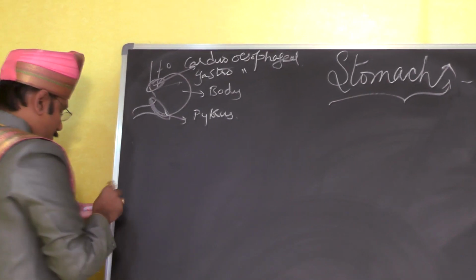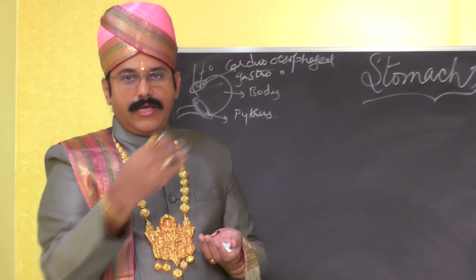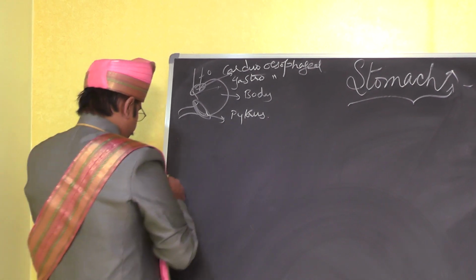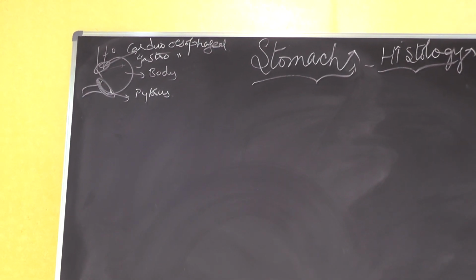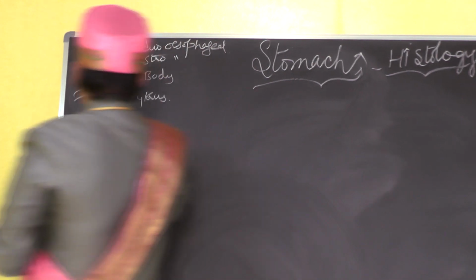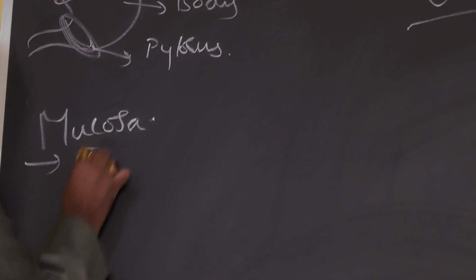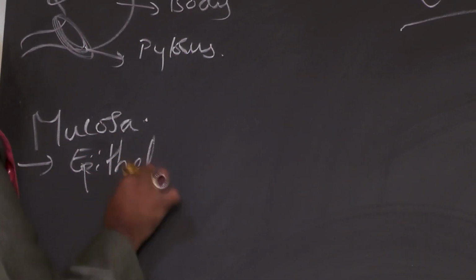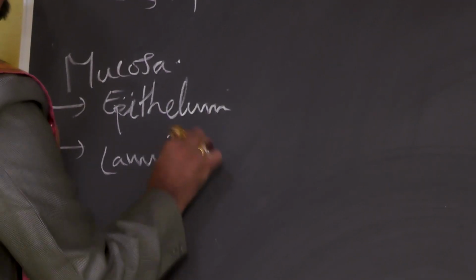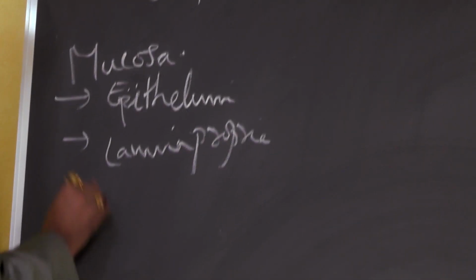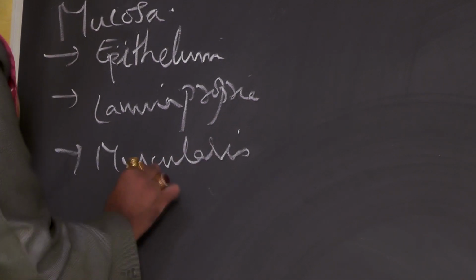Now you see the GIT, the mucosal lining. The following are the layers of the gut or the alimentary tract. What are they? They are the mucosa. In the mucosa you have the epithelium, which is lining. And then you have the lamina propria, and after the lamina propria, the muscularis mucosa.